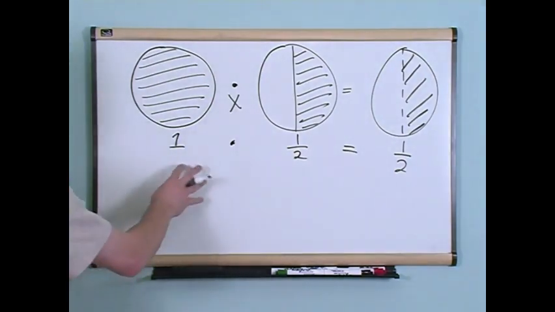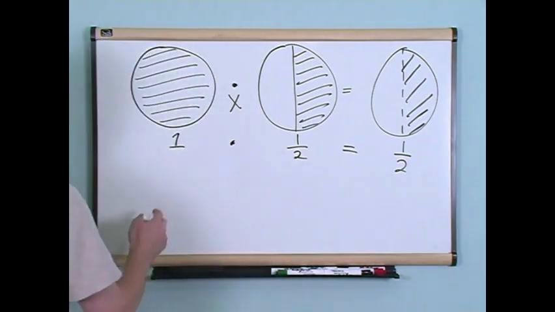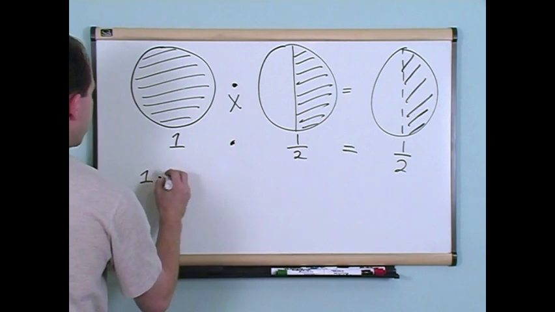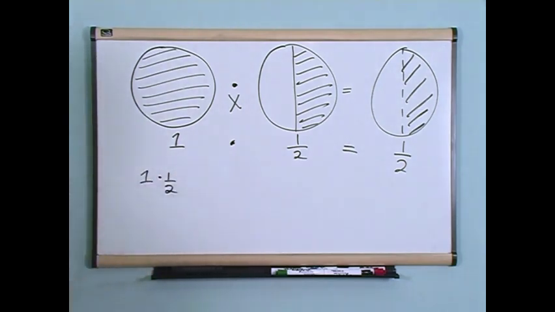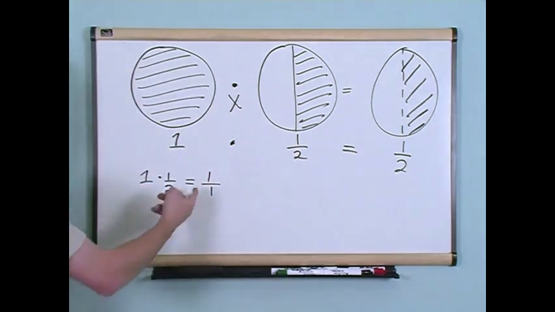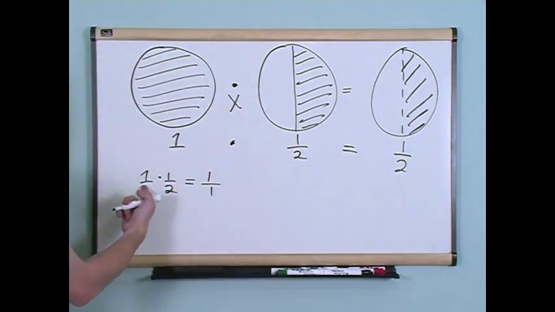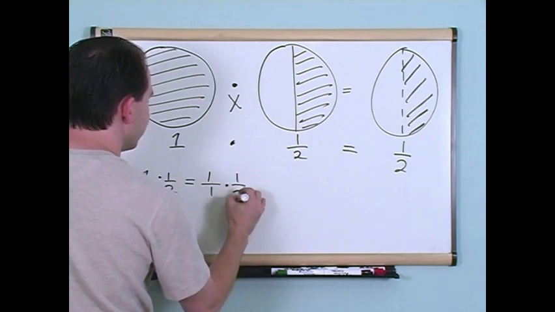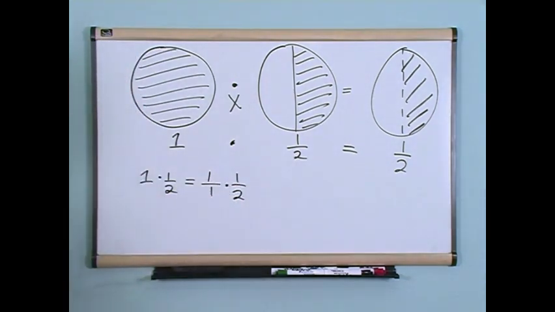Now, how do you do this in terms of math? You start out with 1, and you're multiplying by 1/2. Well, in order to multiply fractions, you have to write everything in terms of a fraction. What would 1 be written as in terms of a fraction? It would be 1/1, because don't forget, anything divided by itself is just 1. So 1/1 is exactly the same thing as 1. And I'm going to multiply by 1/2. This dot just means multiply.